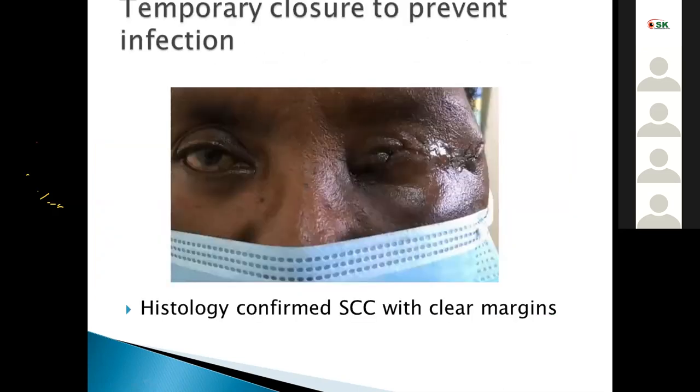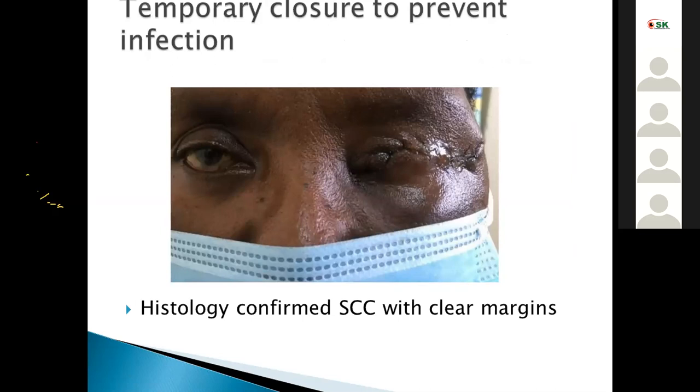This is our temporary closure that we did. Immediately after excision, we closed the lid like that for the rest of the week. And we got a histology. Fortunately, the margins were clear. So our challenge now was to repair the defect.